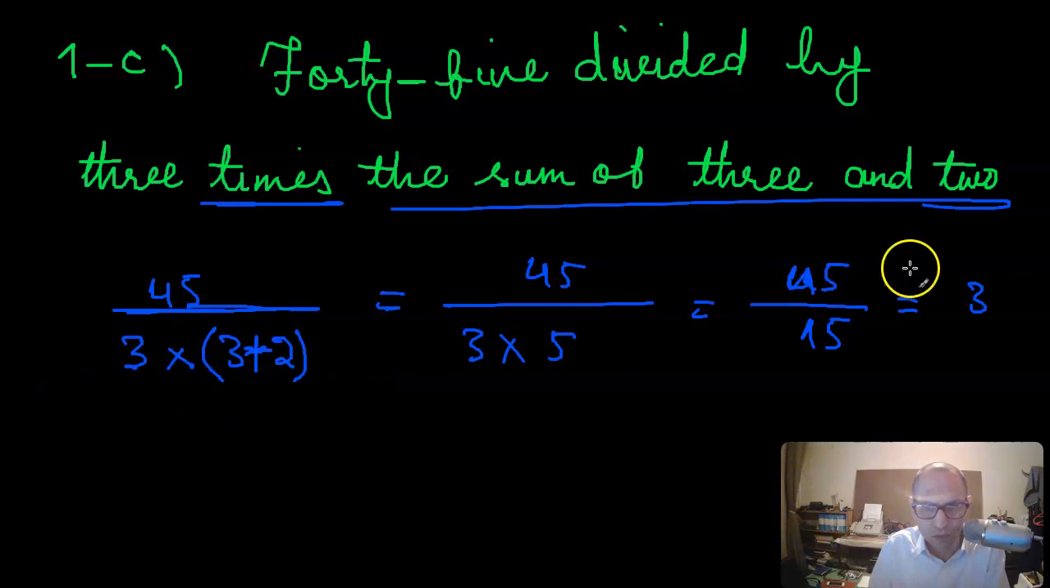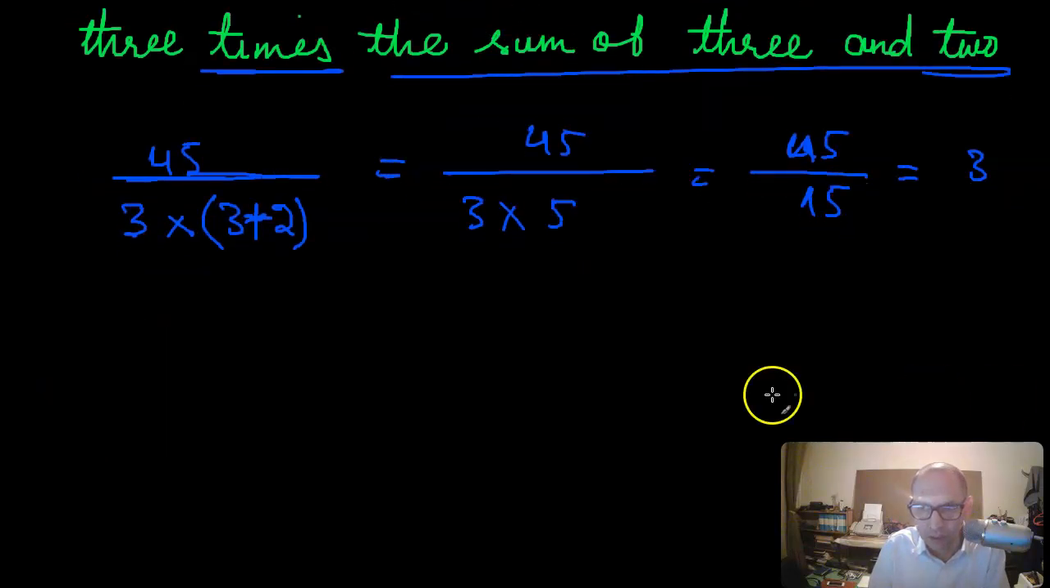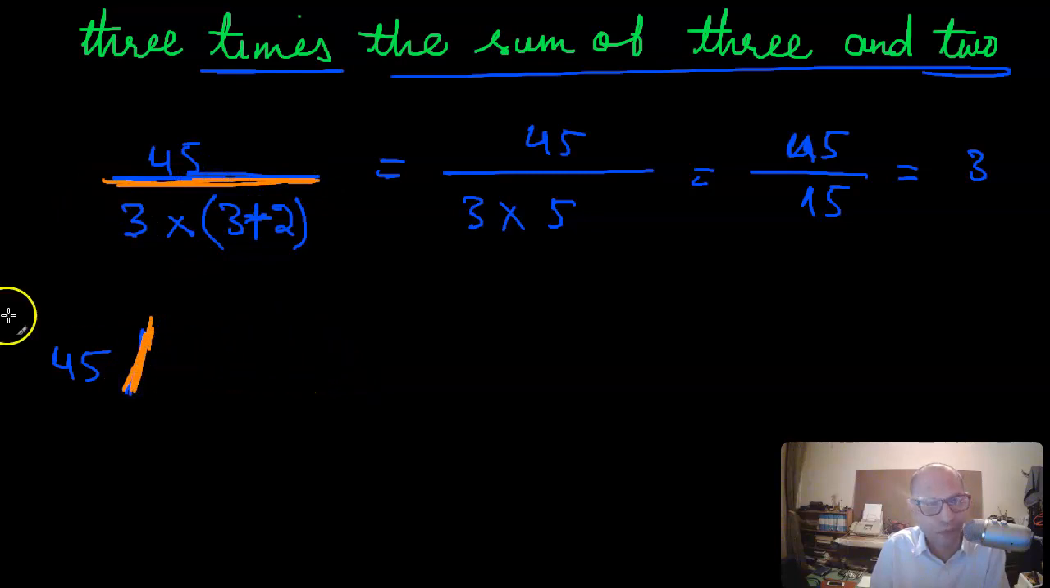So now let's see how we can write that in another way. So if I write 45 divided by, meaning essentially I'm writing this instead of this whole thing over here, right? Divided by 3 times 3 plus 2.